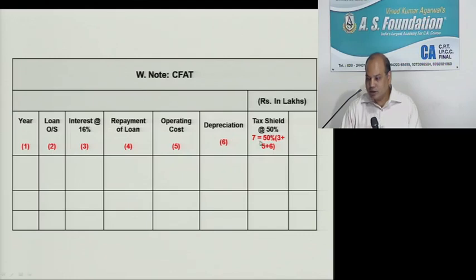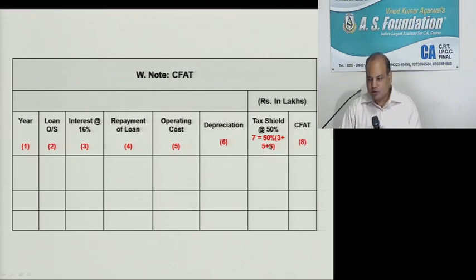Now under that I have written one formula. Column 7 is equal to 50% of which columns? Columns 3, 5, 6. You will not get tax shield on the principal amount of the loan.